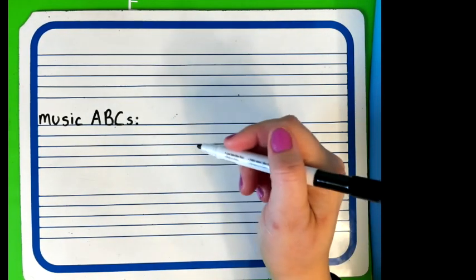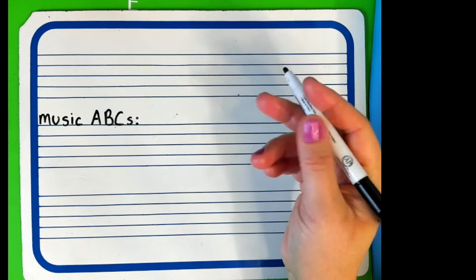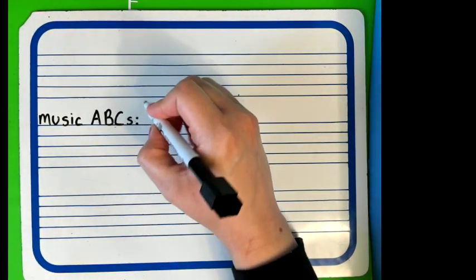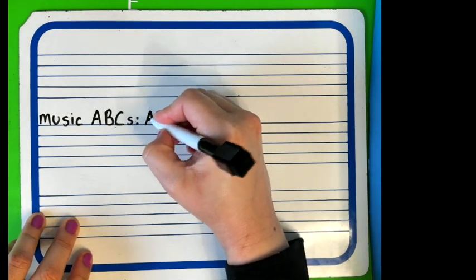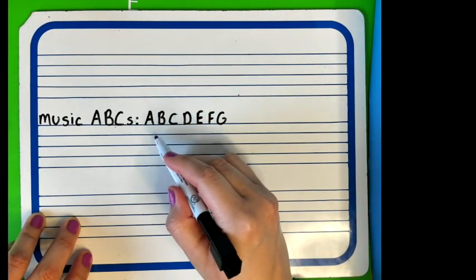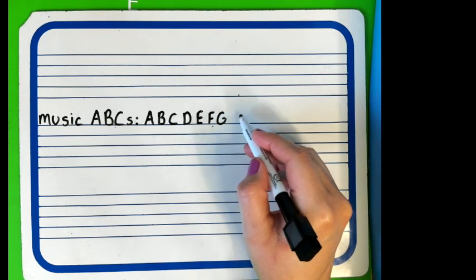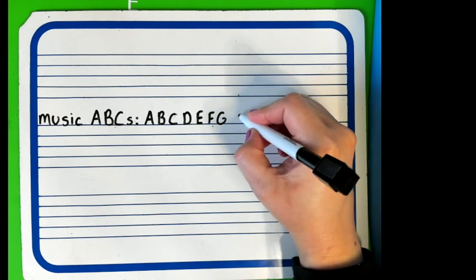Now, in the regular alphabet, you have A, B, C, D, E, F, G, and so forth, right? All the way down to Z. But in music, it is a little bit different. So you do start out with the regular alphabet. So A, B, C, D, E, F, and G. But then instead of going on to the next letter, which is H, we just start all over again.